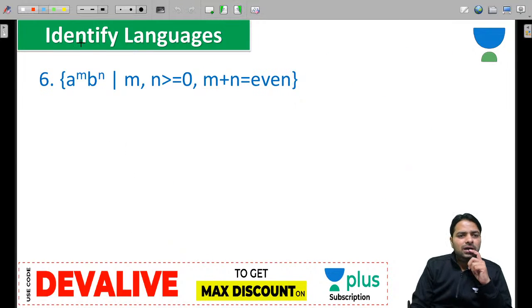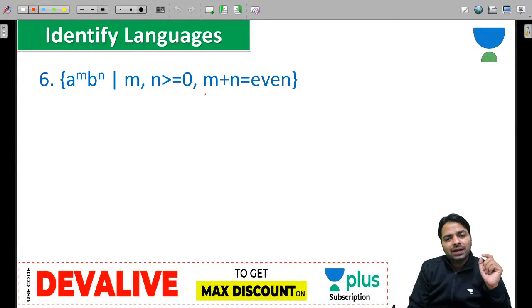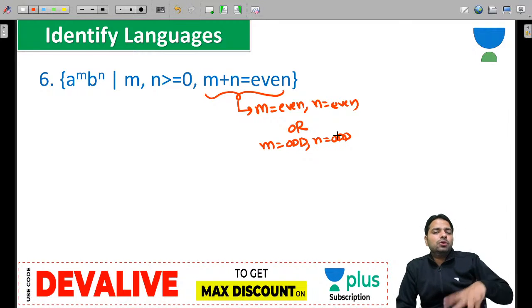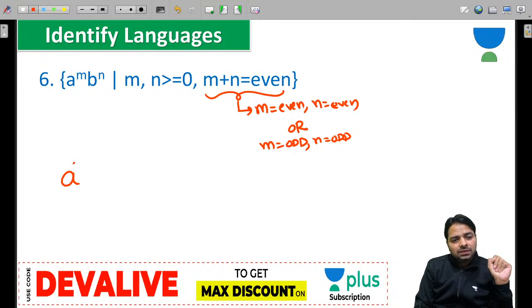Okay, sixth one. And now m plus n is even. When it is even, guys, it should happen either m is even and n is even. If this is not, then it should happen m is odd as well as n is odd, right? Either both should be even or both should be odd. How do you represent that? A power even, b power even.